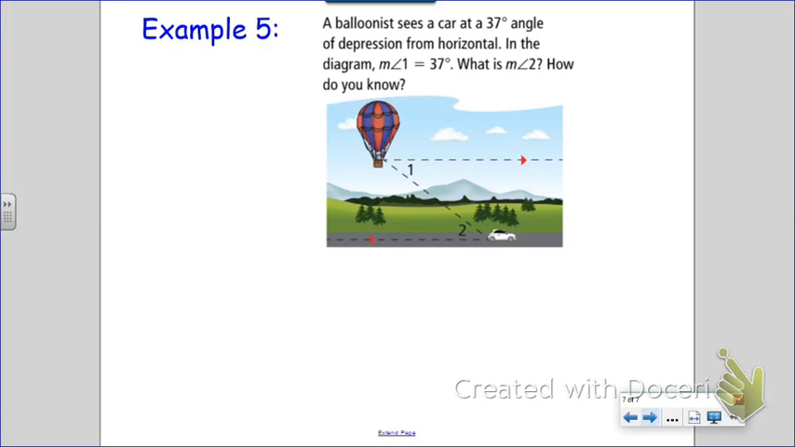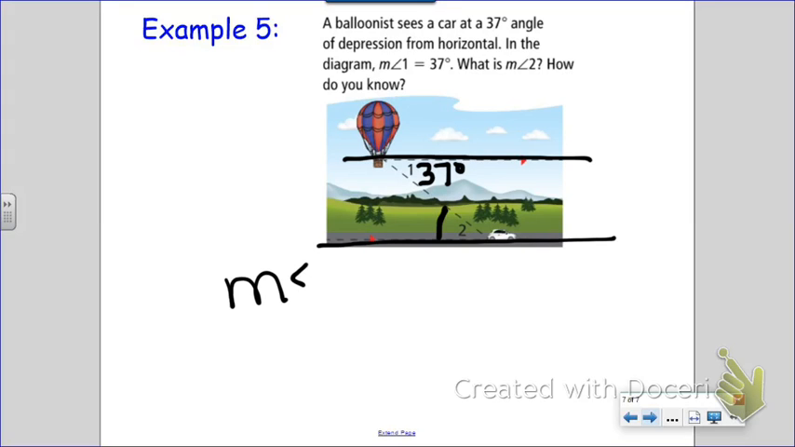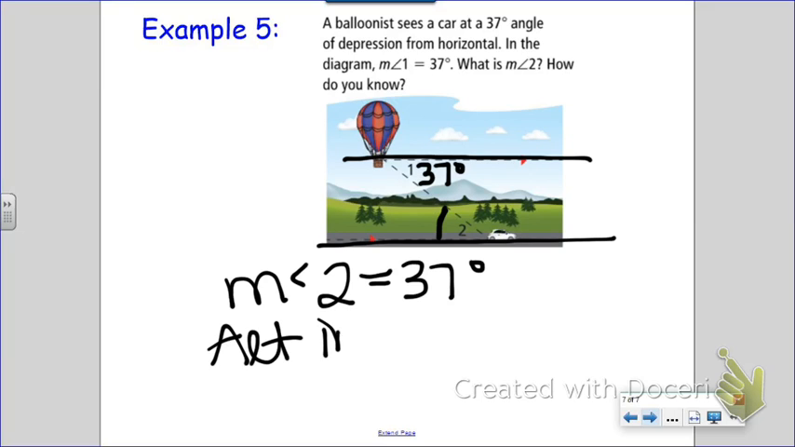Our last example, a balloonist sees a car at a 37-degree angle of depression from a horizontal. In the diagram, measure of angle 1 is 37 degrees. What is the measure of angle 2 and how do you know? So the measure of angle 1 is 37 degrees. We've defined the measure of angle 2. Well, angle 1, and here are my parallel lines. Angle 1 and 2 are alternate interior angles. Alternate interior angles are congruent, so measure of angle 2 is also 37 degrees.